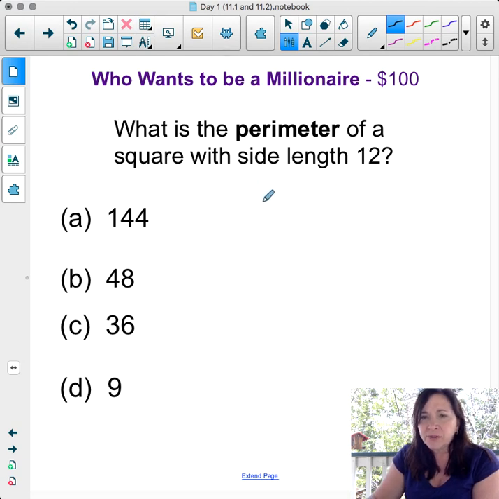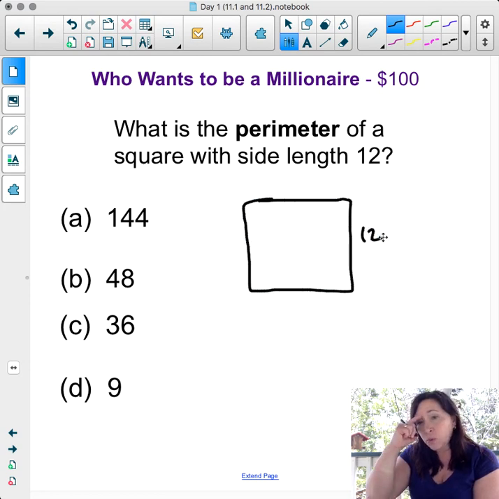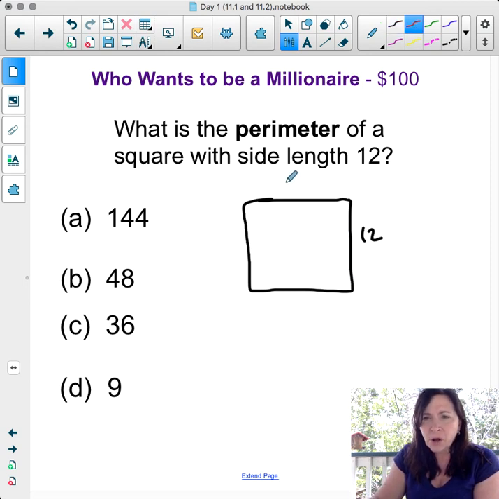So find the perimeter of a square that has a side length of 12. So if I draw a square and I have a square side length of 12, and I'm just looking for a perimeter, I realize that for a square, all sides are congruent. So all sides are 12. And so the perimeter is just 12 times 4, okay, which is 48.